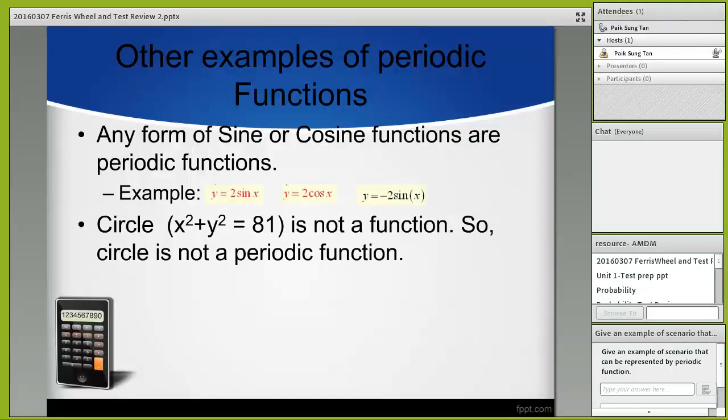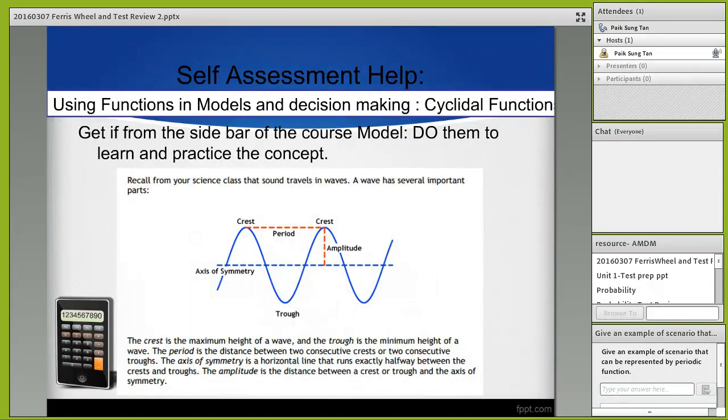Any form of sine and cosine function is a periodic function. For example, if I change any parameter of the sine and cosine, or I add stuff around the sine and cosine, they are still periodic functions. However, a circle is not a function. So if you come across questions that have circle equations, they're not periodic functions. The circle doesn't keep going, it doesn't go up and down, up and down. You cannot really calculate the period of a circle. But things that go into a circle are different than a circle function, okay?